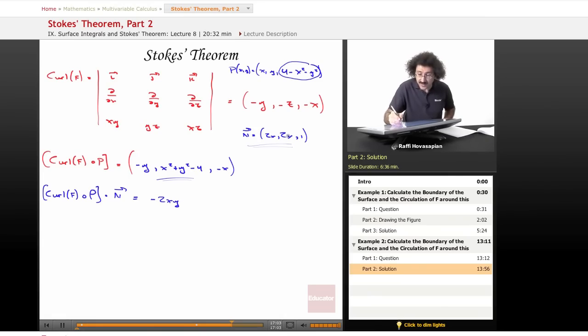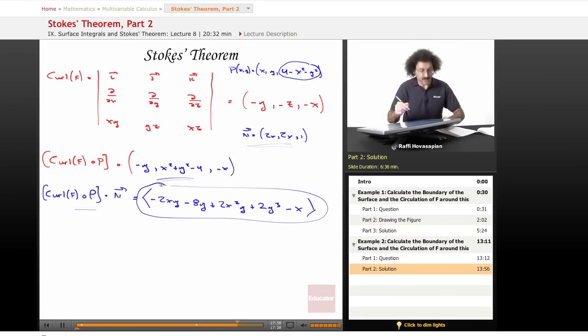And it's going to be plus this times that. I'm going to write it the way I have it here: minus 8y plus 2x squared y plus 2y cubed, and then plus this times that, minus x. There you go. This is our integrand right here. So now we're ready to solve the integral.